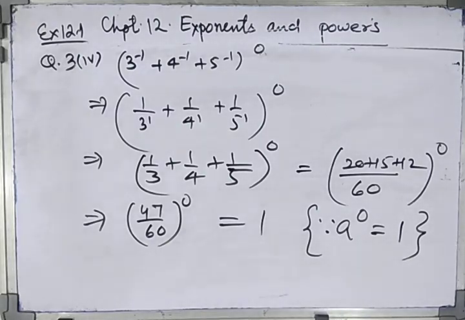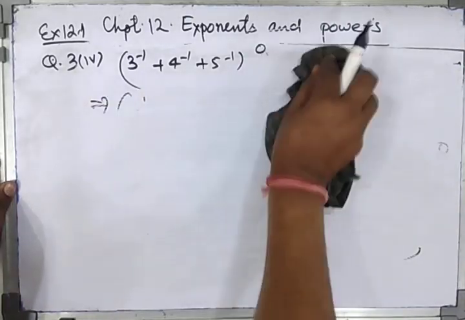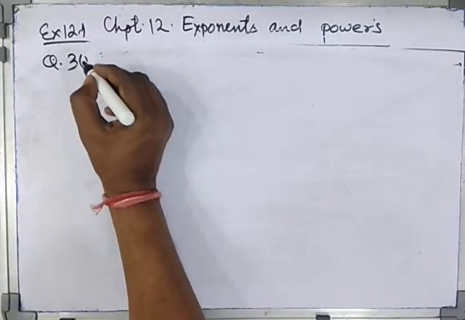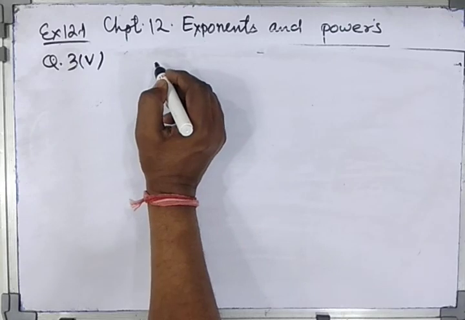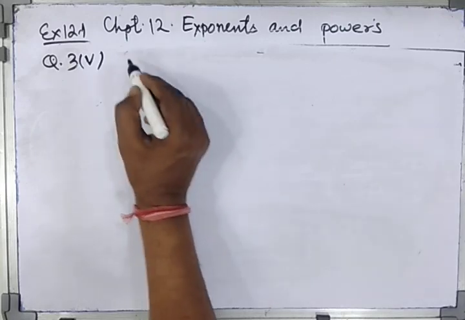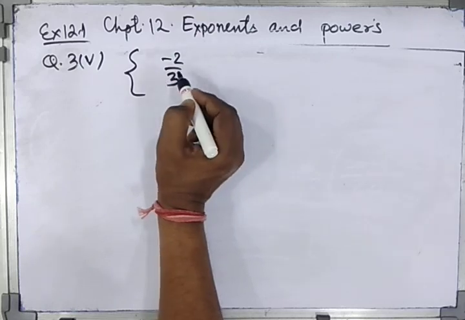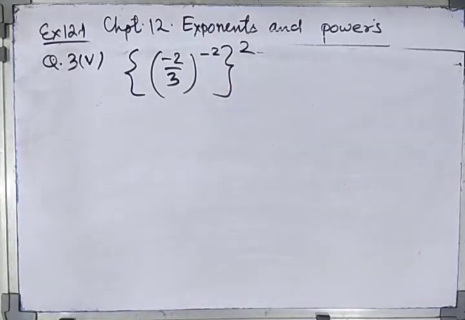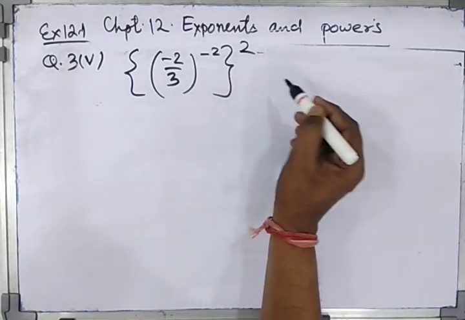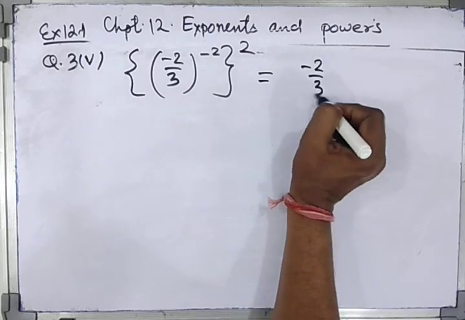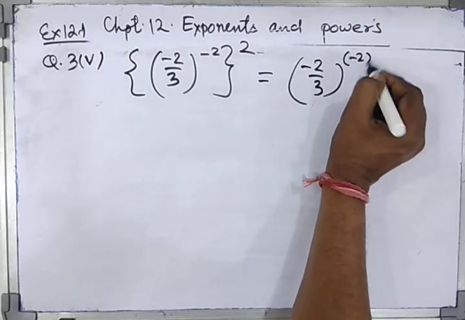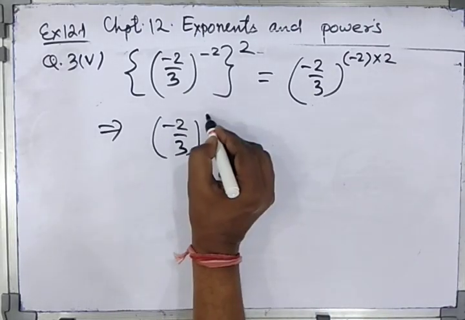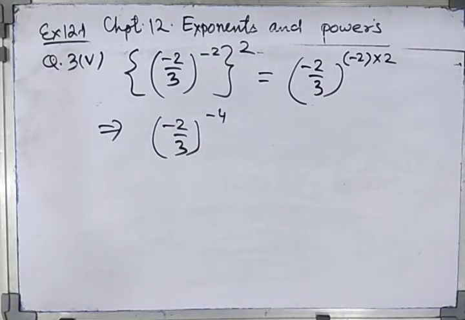Next, student, fifth one of question number 3. (Minus 2 by 3 raised to minus 2) whole square. So this will be equal to minus 2 by 3 raised to minus 2 into 2. This will be equal to minus 2 by 3 raised to minus 4.